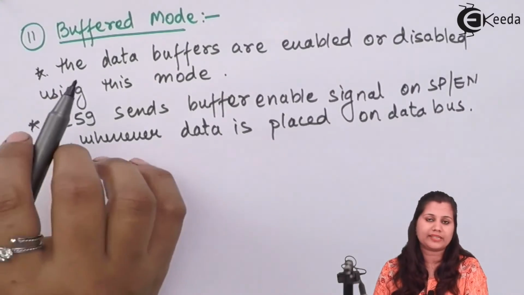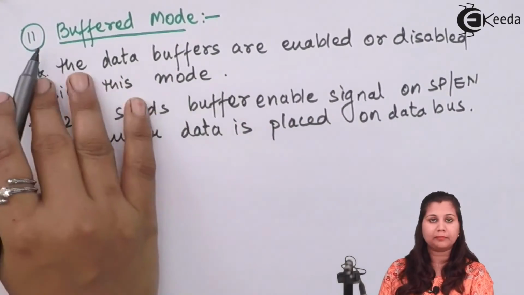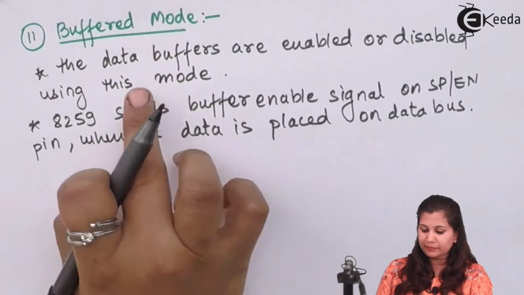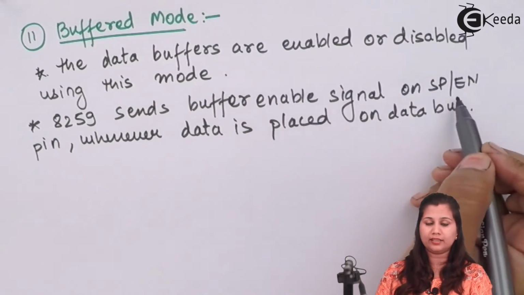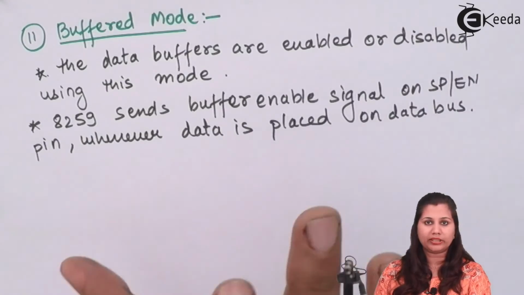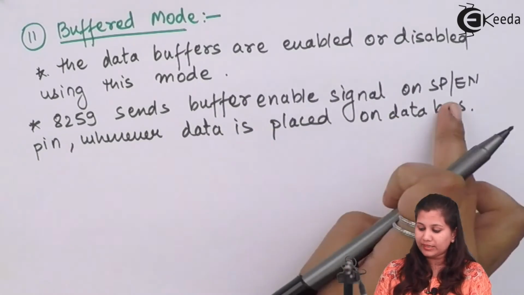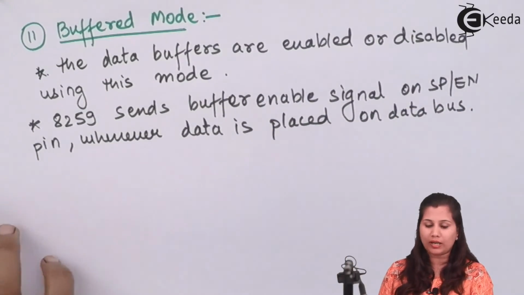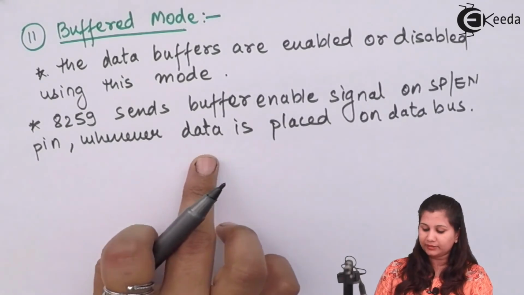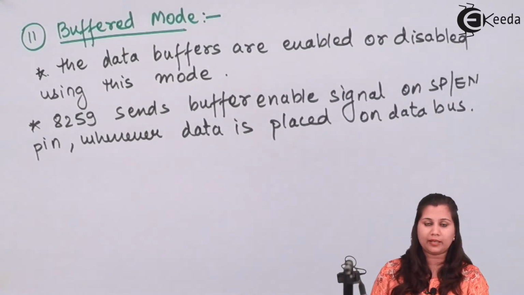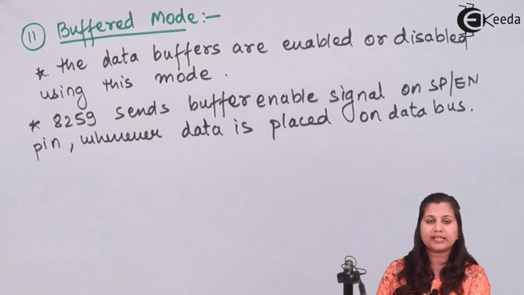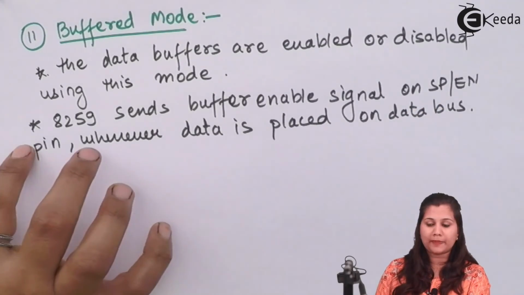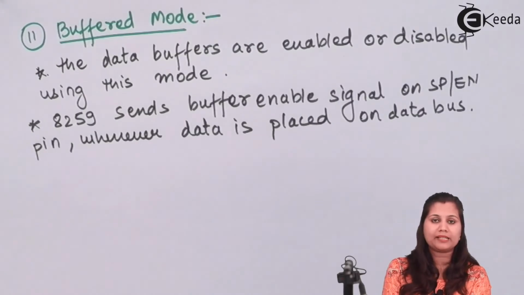So these data buffers can be enabled or disabled using the buffered mode. And how this enabling and disabling is done: we have this SP/EN signal, or this pin, available on the 8259 IC, and when this pin is equal to 1, it means that the data is placed on the data bus. So the enabling and disabling of buffers is done using this pin, so that the data can be placed on the data bus and the transfer of data can take place.